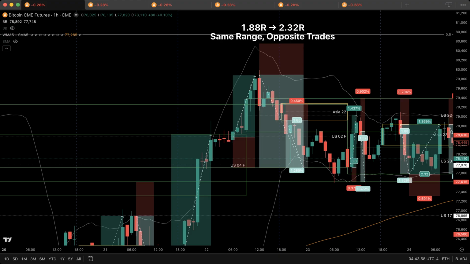Stop sits at February 4th U.S. session lower boundary, because if price reaches there, this holding attempt is gone. No holding. No structure. No trade. Target sits at April 23rd Asia session lower boundary, because that is where price previously returned inside. Risk-reward ratio 2.32. Now the key decision.